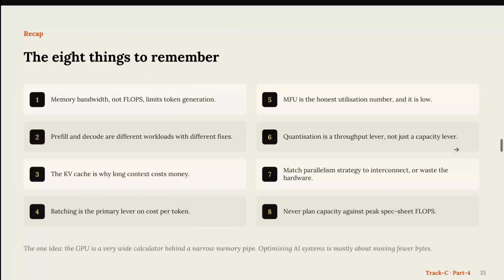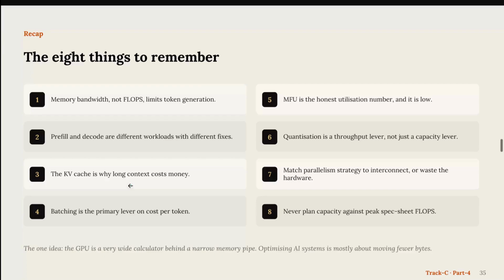Eight things that we need to remember are typically these. Memory bandwidth, not floating point operations, typically limits token generation. So we need to have high bandwidth as well. Prefill and decode are different workloads with different fixes. The KV cache is why long context costs money, because the higher the size, the more HBM is needed, and it's sequential in nature.